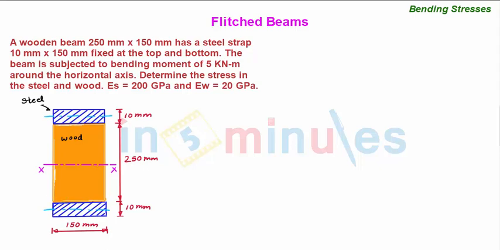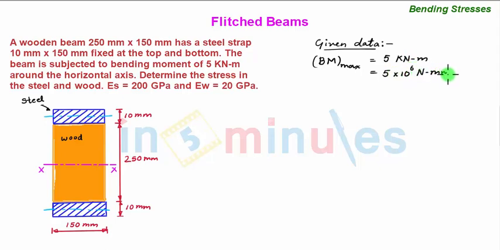So to solve this problem, but first let's write all the given data. So we have the maximum bending moment as 5 kN meter, which is also equal to 5 into 10 to the power 6 Newton mm.